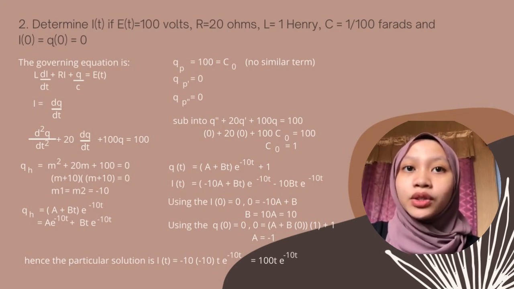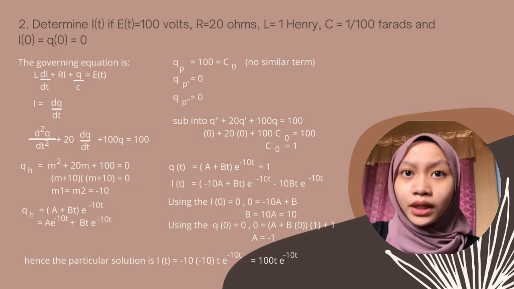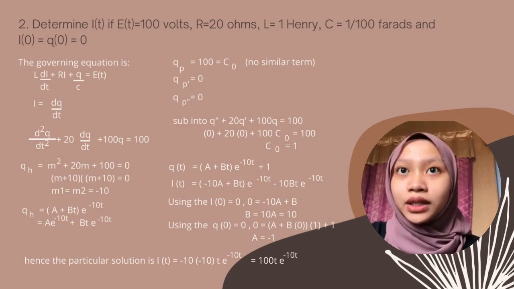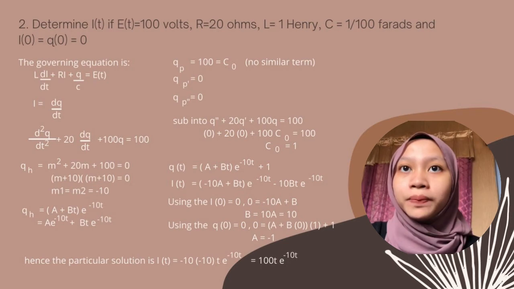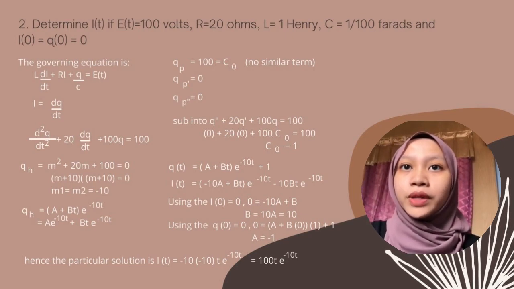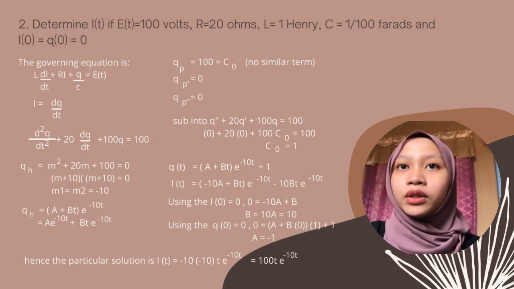So the general solution for q_h is (A plus Bt) e to the power of negative 10t. For q_p, it is C naught. We can continue finding the derivatives of q_p, so q_p prime and q_p double prime equal 0. We substitute and then we can get C naught equal to 1. We substitute it back into the overall equation q(t). Then we get (A plus Bt) e to the power of negative 10t plus 1.